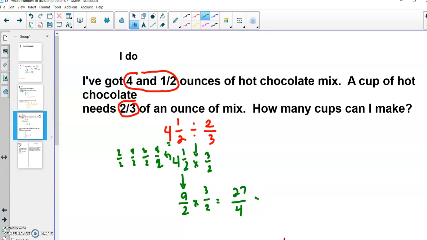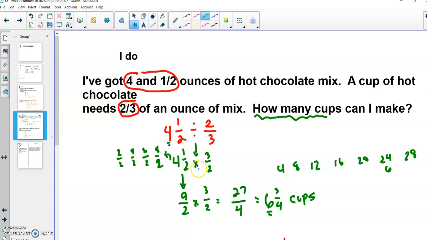That's not a very helpful number. I think I'm going to turn that into a mixed number so I know how many I can actually make. The question was how many cups can I make, and I don't know how many cups that is. So 4/4 makes 1, 8/4 makes 2, 12/4 makes 3, 16/4 makes 4, 20/4 makes 5, 24/4 makes 6, 28/4 would make 7, but I don't have that many, so I can do 6 wholes, and I'd have 24, and I'd have 3/4 left. So I can make 6 3/4 cups, so really we can make 6. But we have a fraction left for the next one.